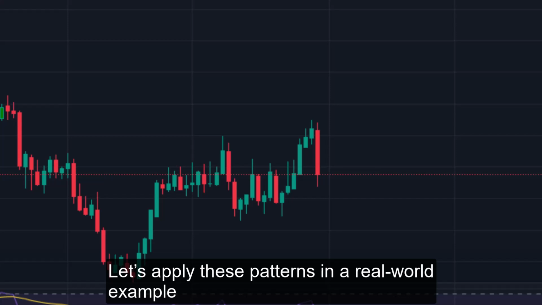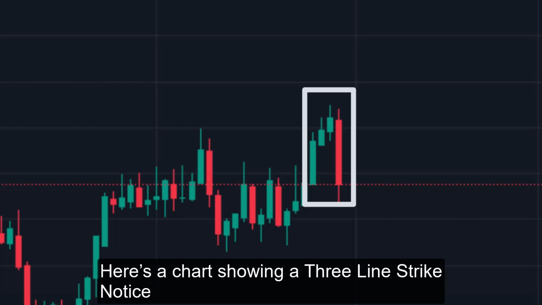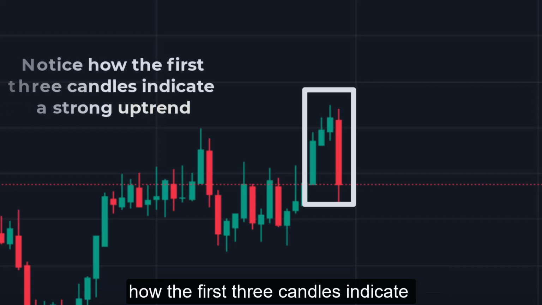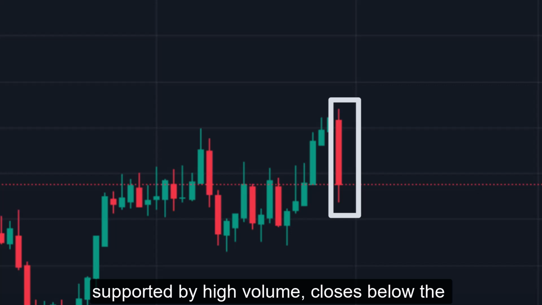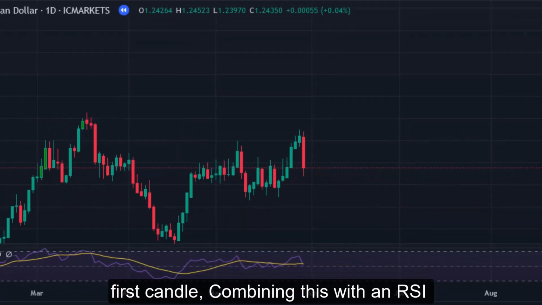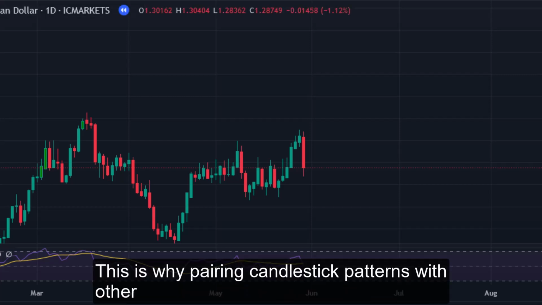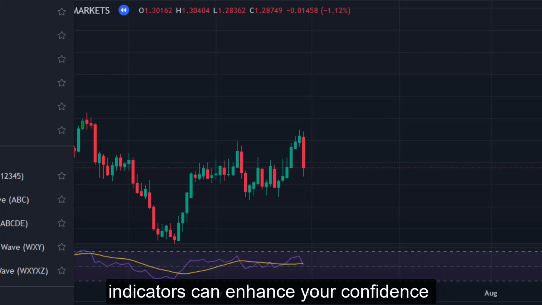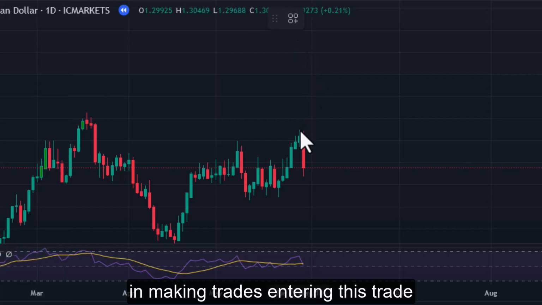Advanced trading example. Let's apply this pattern in a real-world example. Here is a chart showing a three line strike. Notice how the first three candles indicate a strong uptrend. The fourth candle, supported by high volume, closes below the first candle. Combining this with RSI confirms a strong bullish signal. This is why pairing candlestick patterns with other indicators can enhance your confidence in making trades.